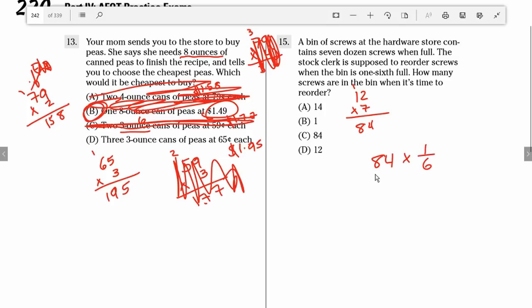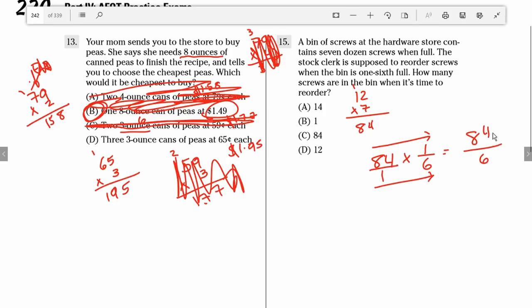Again, when you multiply fractions with a whole number, you can make a whole number a fraction by putting it over 1, and then you multiply straight across. So this becomes 84 over 6.